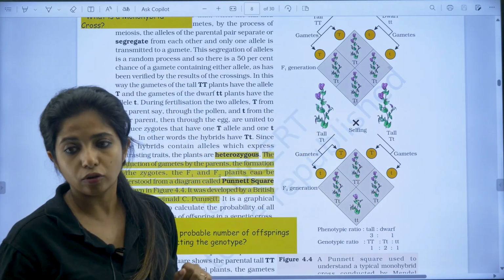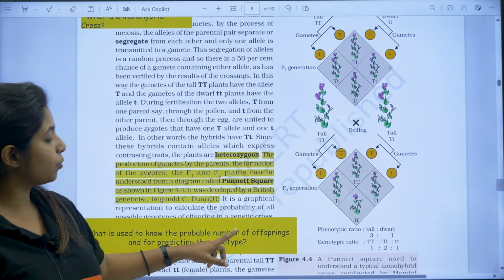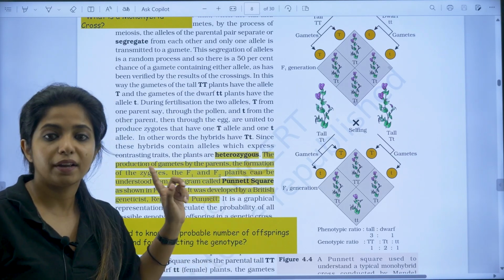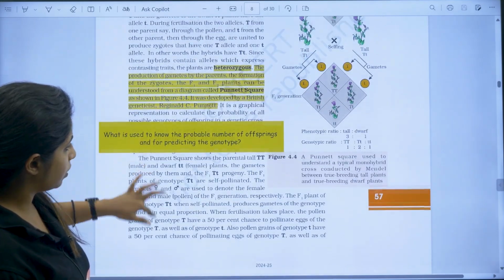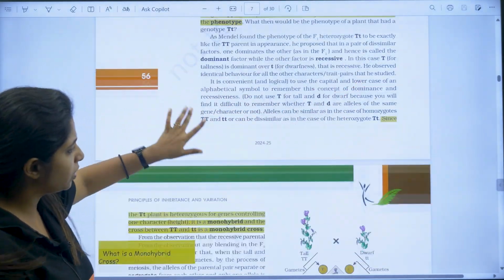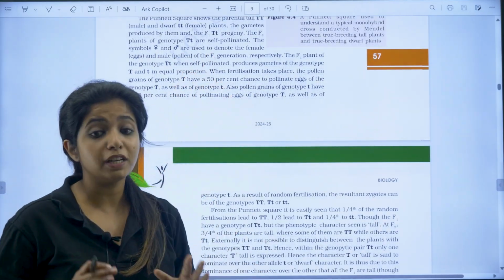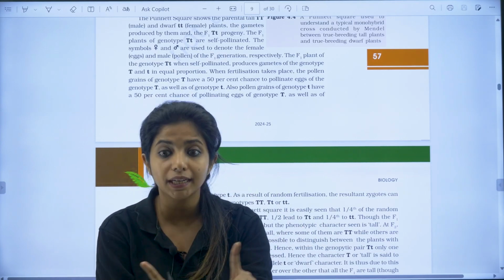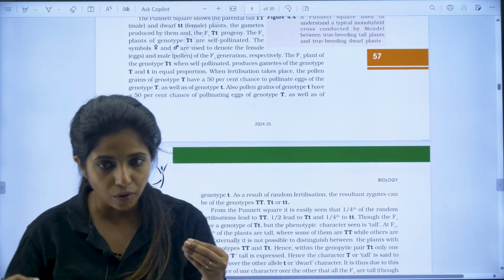So same like that you have to say. This is the answer for the question: what is used to know the probable number of offsprings and for predicting the genotype? Punnett square by Reginald C. Punnett. That is important. Now going ahead, what do we have? Dominant and recessive, you should be knowing it, children. Dominant, I hope you know it, which is why I didn't highlight it. Whenever I say that I am skipping things, please don't think that you do not have to study it. I told you, you just have to read it once for your understanding. I am telling you what could give you more questions.